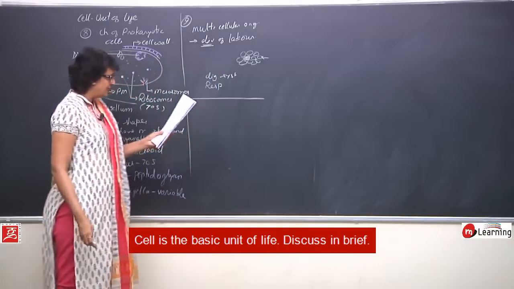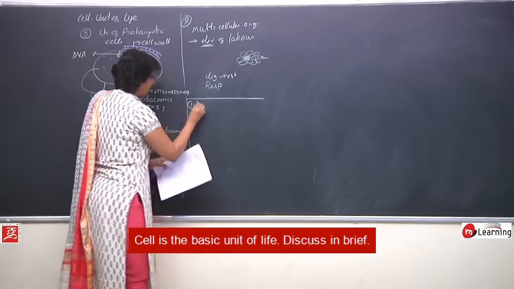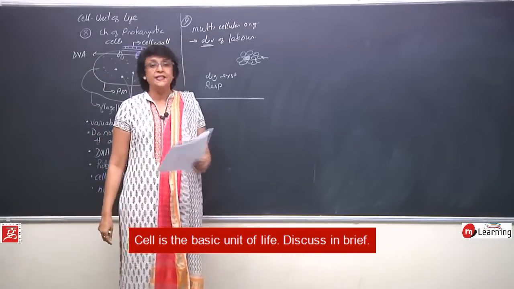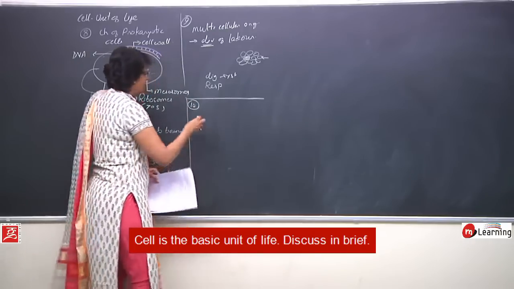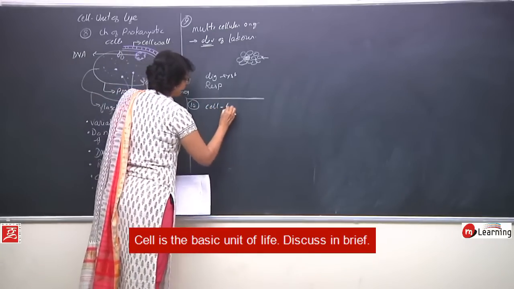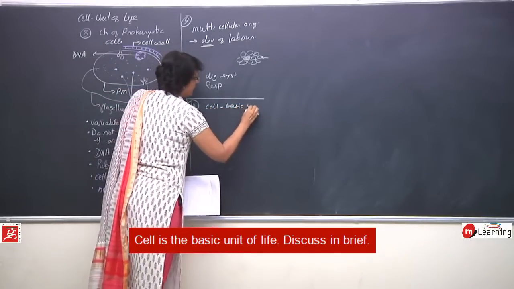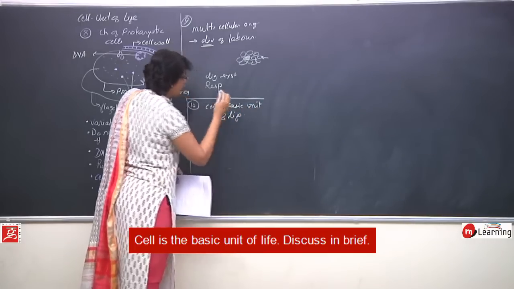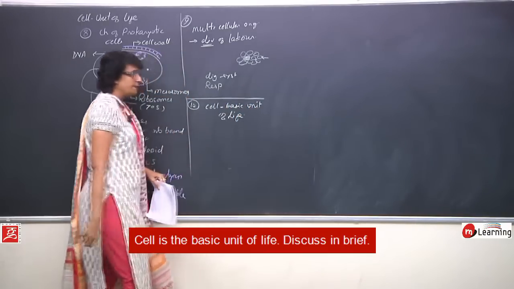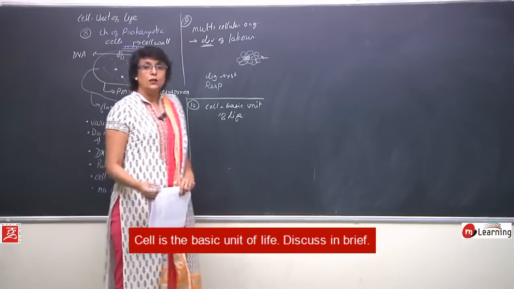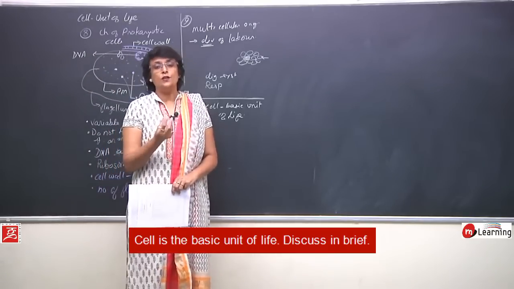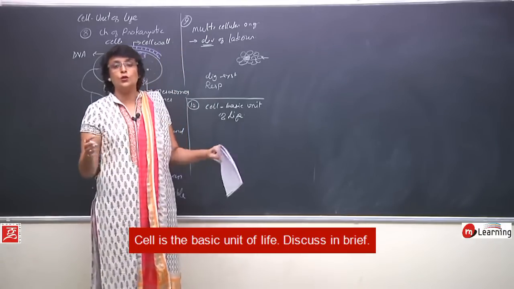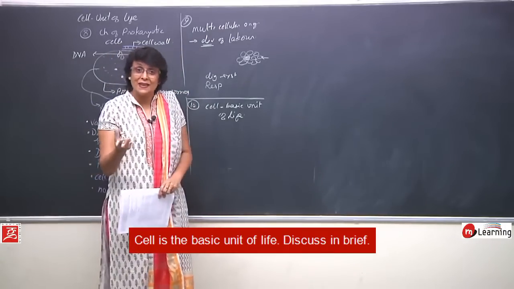Question number 10. Cell is the basic unit of life. Discuss in brief. Cell, basic unit of life. This is actually the title of our chapter also. What is meant by unit of life? Unit of life is the smallest thing which is performing all those functions which an organism can.